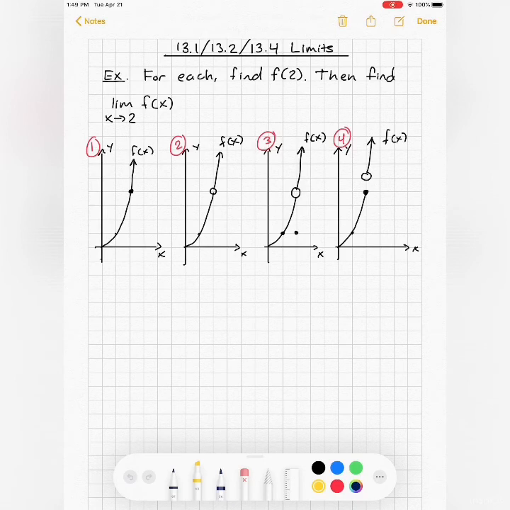So the first thing we want to find is just f of 2. So that's easy. We've done that before. That's just saying, look at the graph. When x is 2, what is y? So it looks like that would be 4. The second one here, actually that graph is undefined at 2. So I would say f of 2 does not exist.